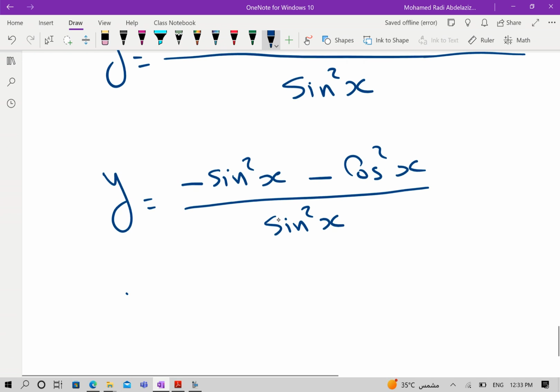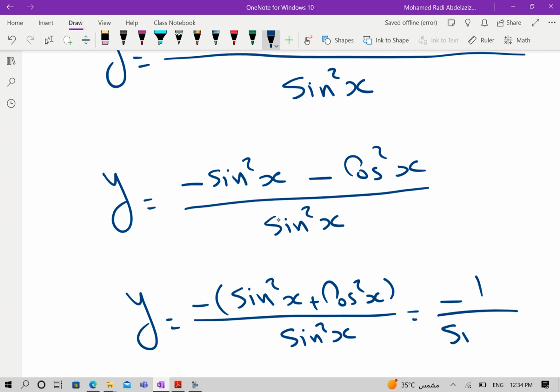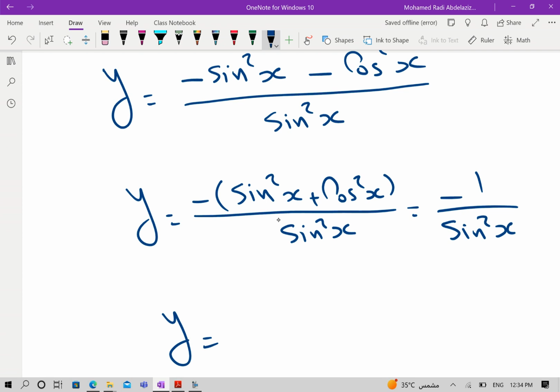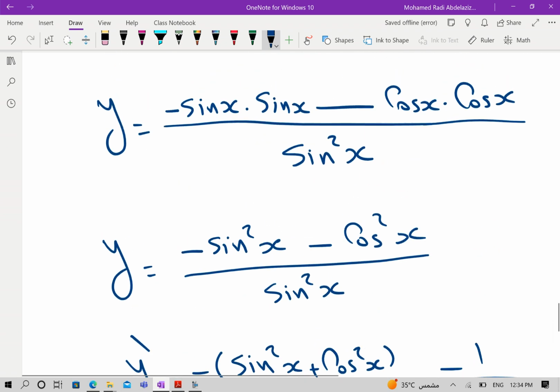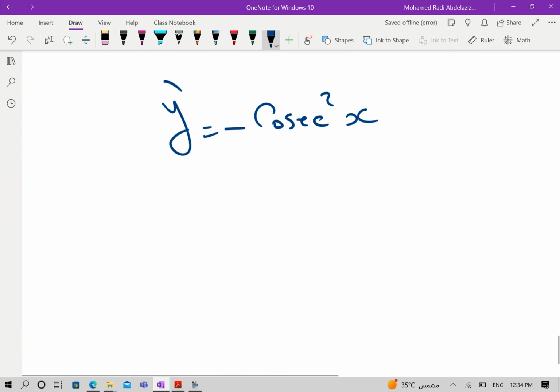Y dash is negative sine squared, negative cosine squared, all divided by sine squared x. If you take the negative outside as common, you will get sine squared x plus cosine squared x divided by sine squared x. Negative 1 over sine squared, reciprocal of sine squared is negative cosec squared x. Sorry, this is y dash. If he asked to show that.